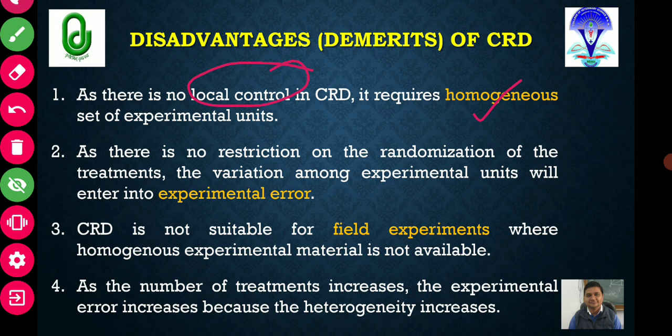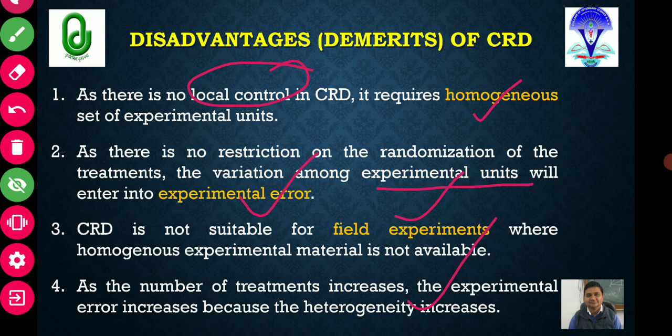Another thing that emanates from the first one is that you are not applying any local control. That is why there is a chance that the experimental units will not be homogeneous, and there is a chance of experimental error. The third one is that CRD is not suitable for field experiments. Why? Because in the field you will get different kinds of experimental units, and homogeneity of experimental units in the field is very difficult. The fourth one: as the number of treatments increases, experimental error increases because heterogeneity increases. All the demerits are based on one thing: if your experimental material is heterogeneous, then there will be error in case of CRD.